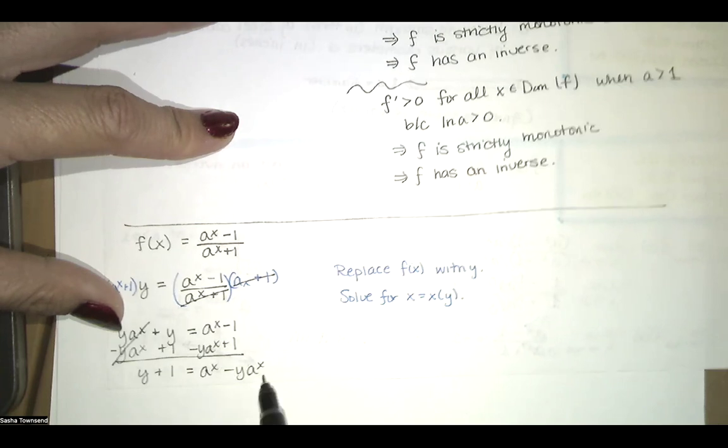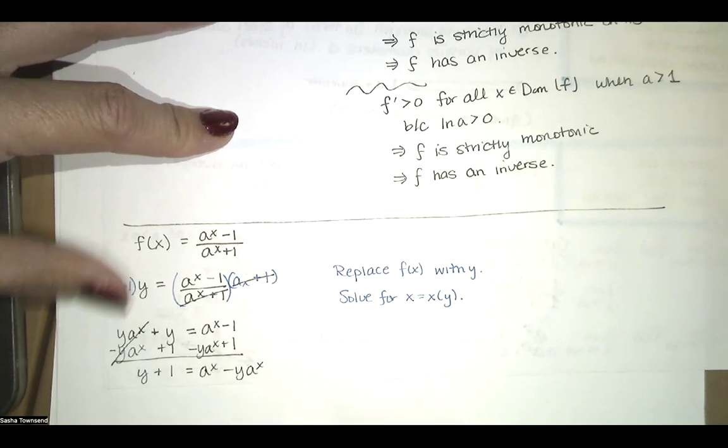Now, since both of these terms have an a to the x in common, we can factor out that a to the x. And so we have y plus 1 equals a to the x times 1 minus y. And then we'll divide both sides by 1 minus y to get that exponential expression by itself.